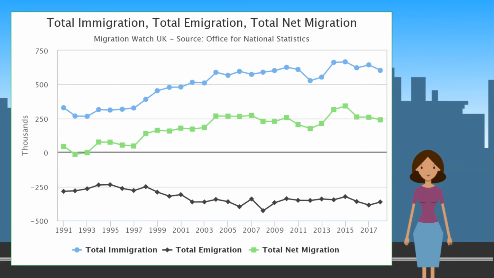Migration is a key aspect of globalization. But during this pandemic, with so many travel restrictions, this migratory workforce will be much reduced.